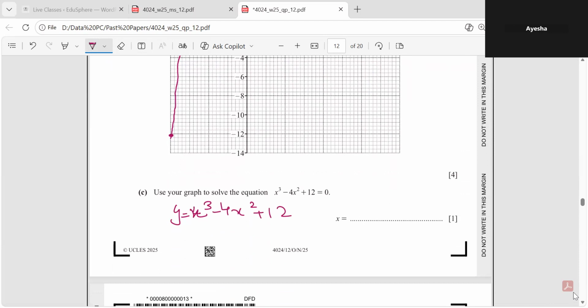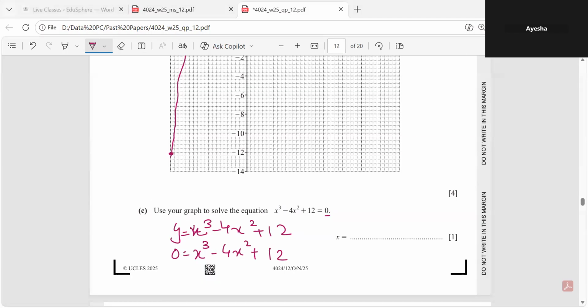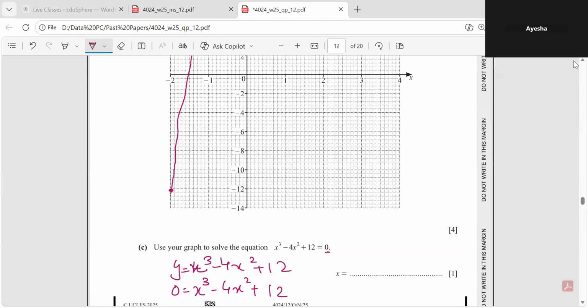Now they say that for this, I'm going to put 0 in place of y, because here they have put 0. So I'm using this 0 here, which equals x cubed minus 4x squared plus 12. Now what we have to do here is check. Looking at this, we know that we put y equals 0.